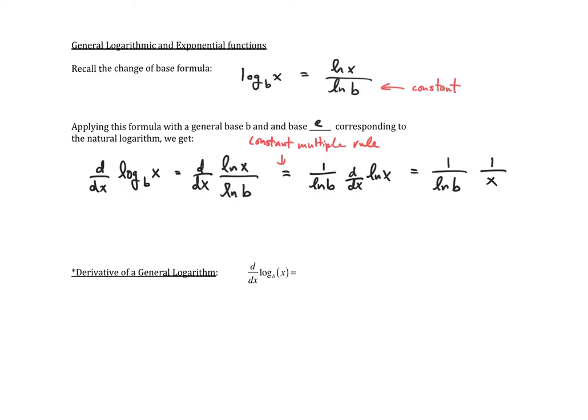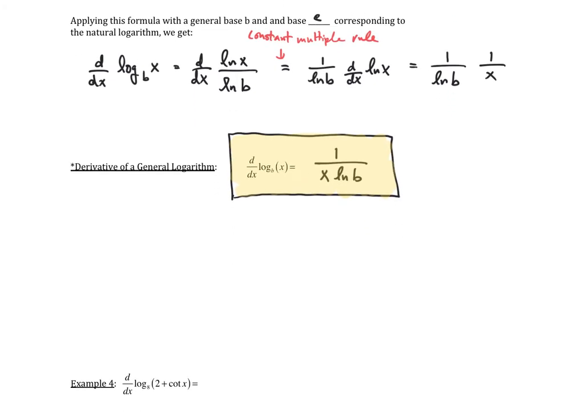So we can piece this together to get the following formula. The derivative of a general logarithm is written like this, and that's equal to 1 over x times the natural log of b. And we can put a box around this. We could shade this guy in. This is one of the basic derivatives that you should probably memorize. Okay, let's move on.